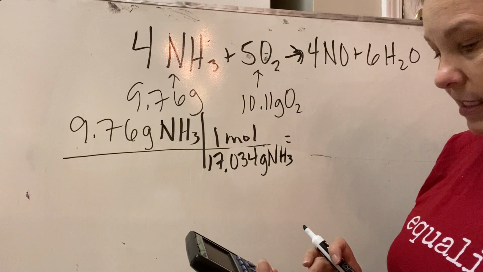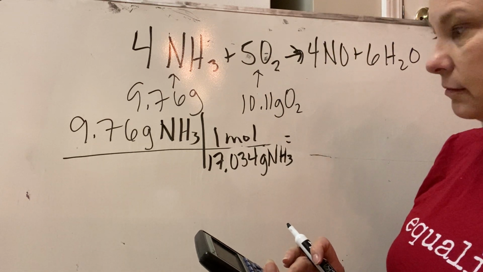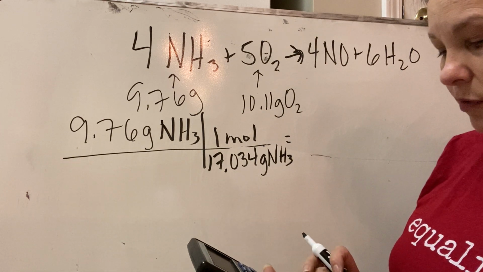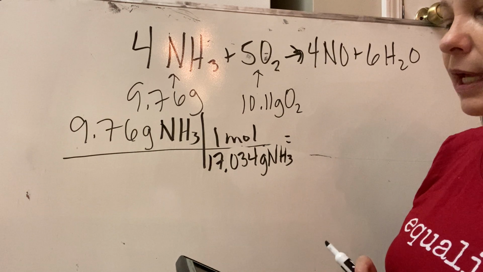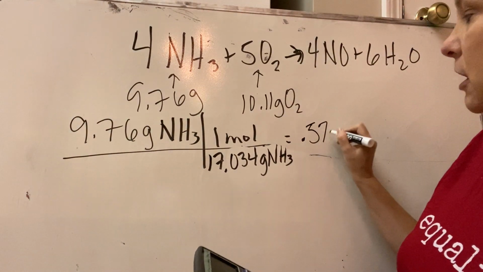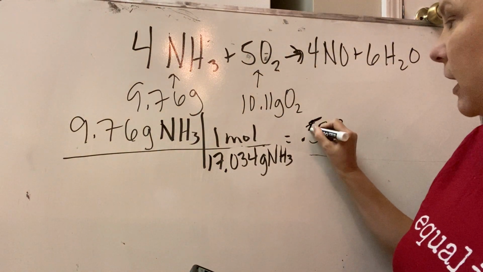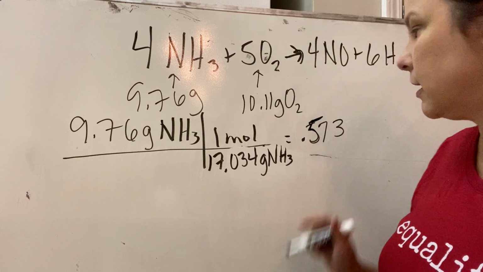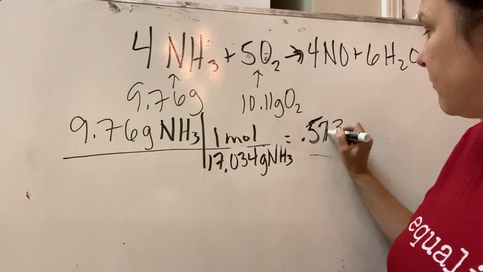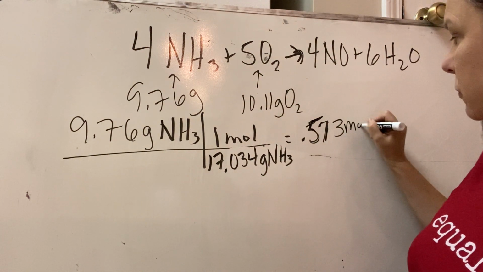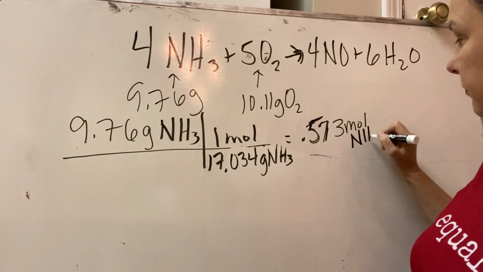All right, so let's figure out how many moles of that I have. 9.76 divided by 17.034, and I get 0.573. I'm just going to round it, just keep like 3 digits. Okay? All right. So that's 0.573, and that's moles of the NH3.